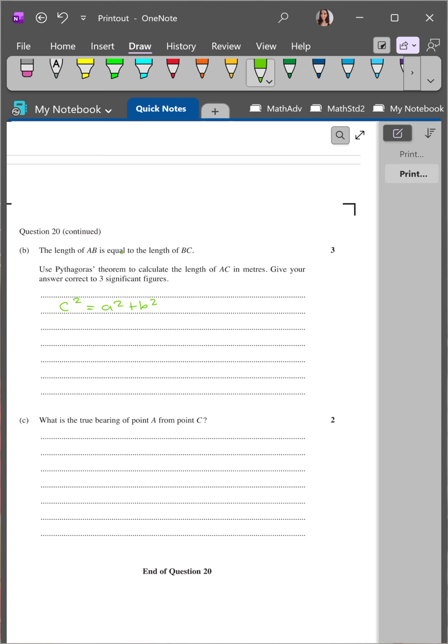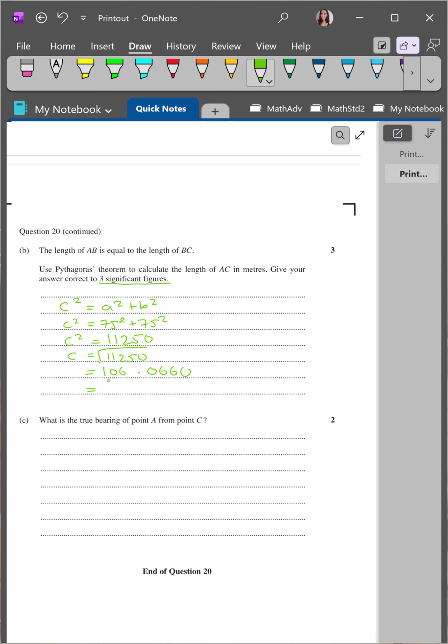So 75 squared plus 75 squared equals c squared, the hypotenuse. If we square 75 and add these two together, c squared equals 11,250. Then we square root that, because all we want is c on its own, not c squared. So c equals the square root of 11250, which equals 106.0660. And it's asking us to give our answer correct to 3 significant figures.